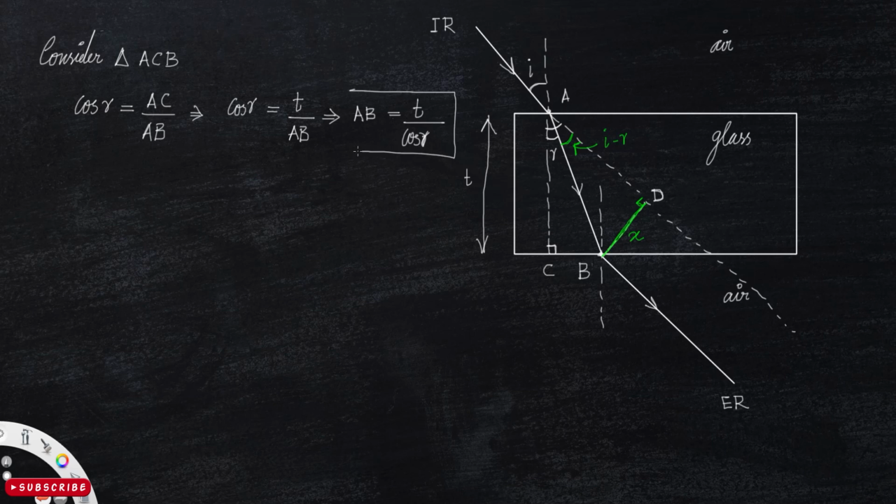So this is the value of AB. Now, let me take this right triangle ADB. Consider triangle ADB. Take sine of this angle, sine of I minus R. So what is sine of I minus R? Sine of this angle is equal to the opposite side, that is BD, divided by hypotenuse AB.